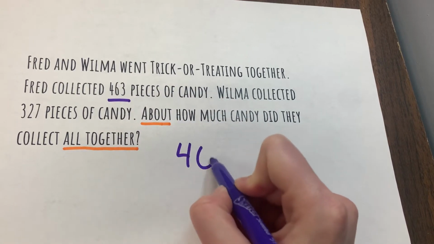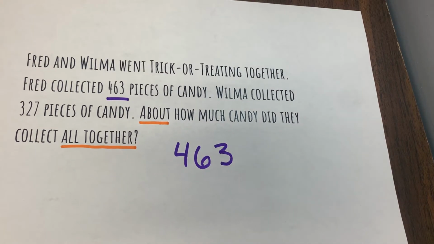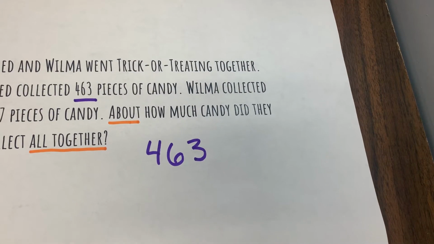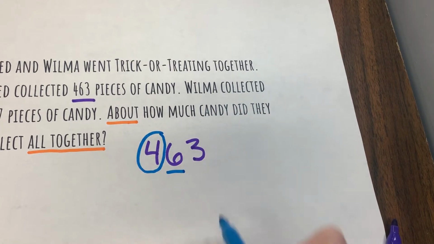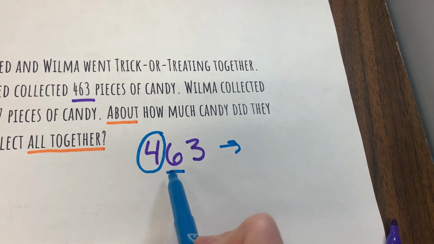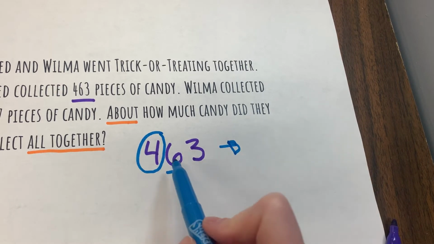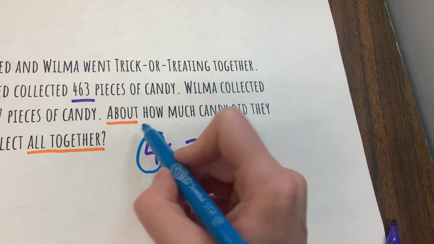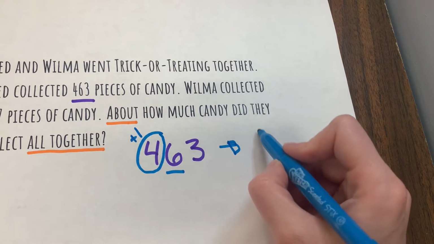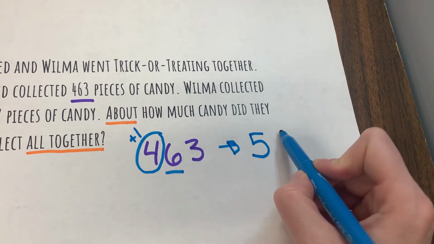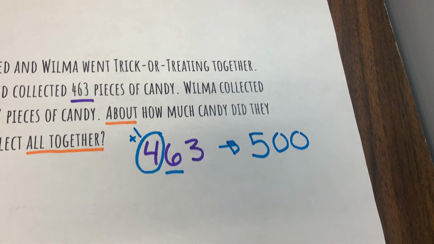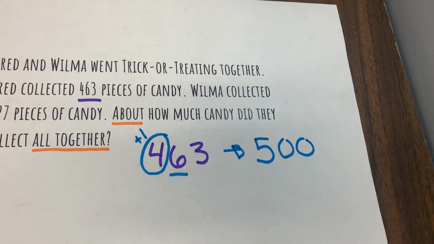463. We need to round that number. So we're going to find the largest place value, which is the 4 in the hundreds place. Circle the digit, look to the right, and underline it. It's a 6. The 6 follows the rule 5 through 9, add 1 to the game. The 4 is now a 5. Everything to the right, which is only 2 digits, turn into zeros. And all the other digits stay the same, but there are no other digits.